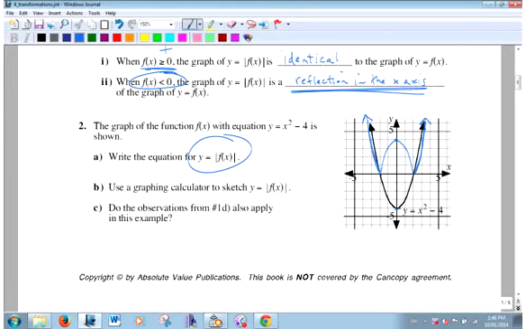And as for the graphing calculator, I've shown you this. Should I show you again, or is that okay? All right, ask me after.